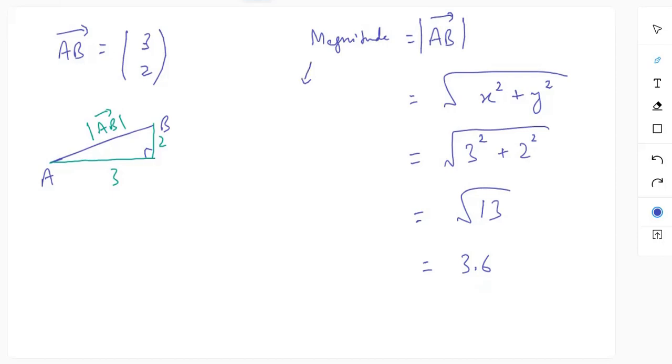Magnitude hota kya hai? It's the length of the vector. Distance between A and B. That's what it represents. ठीक है? Magnitudes किसी भी vector का हम इस तरह से figure out कर सकते हैं. अच्छा. Then we need to know about addition and subtraction and scalar multiplication of vectors.